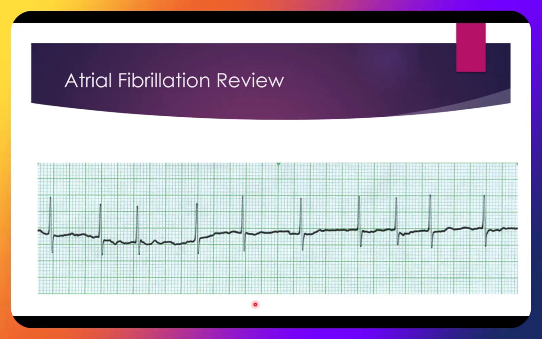And so again, I'm repeating myself, but this is important. No identifiable P wave, and you have a grossly irregular rhythm, okay? R-to-R intervals are all over the place. It's usually going to be atrial fibrillation.